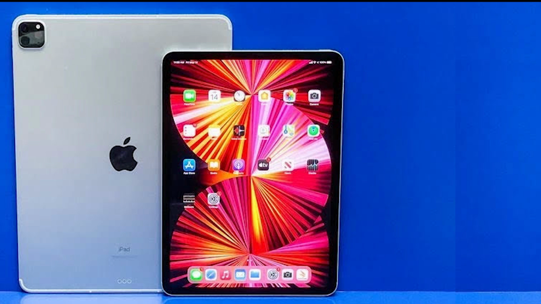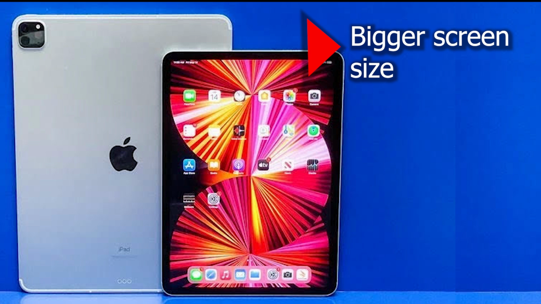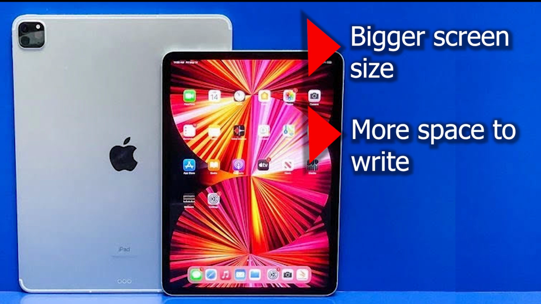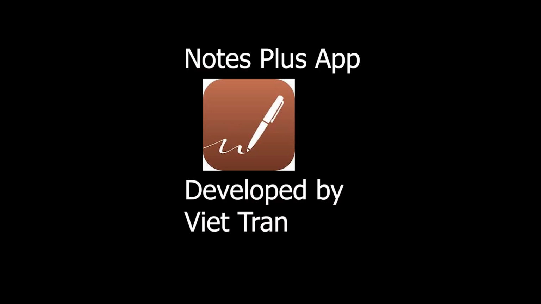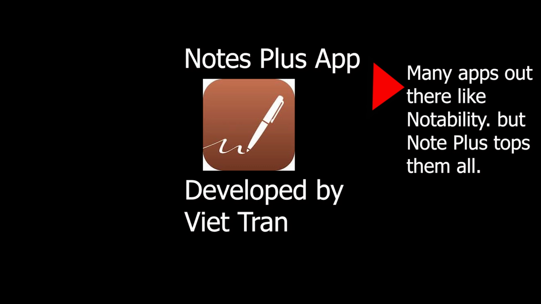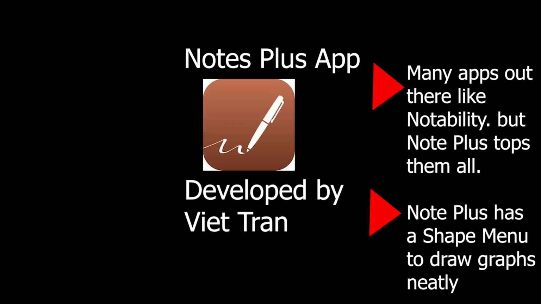Before I start, I wish to let you know that I will be using an iPad Pro 2021. I always suggest people get the biggest iPad available, as the screen size gives one enough space to write things. In addition, I will be using a note-taking app called Note Plus. There are many other great note-taking apps like Notability, but none has cool and reliable features like Note Plus. Note Plus has a very cool menu, the Shape menu, which allows me to draw graphs neatly and quicker than using the wrist-driven flexor hinge and speech recognition software.